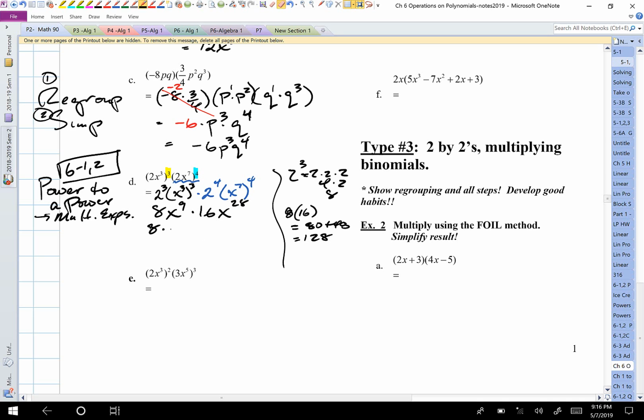So it's first group, regroup like terms. Notice I regroup here. 8 times 16, as I said over here, is 128. And then when you multiply like bases, like you did up here in the previous problem, you add exponents. 9 plus 28, that's 37. So you get times x to the 37th power.